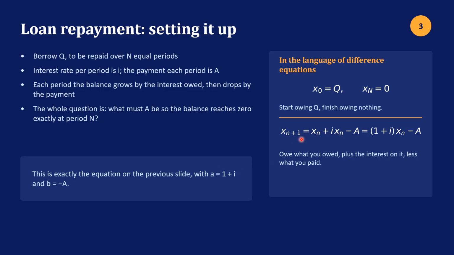Let's just go through this slowly. So this was the amount that you still owe, and then you have to pay the interest over that one period. That's I, right? Interest rate per period. And then you subtract your payment A. So you can just factor the x sub n out, and you get this here. And this is the form that we just saw in the previous slide. The a now is 1 plus I, and b is minus A. So we want to solve for A. We'll do that on the next slide.